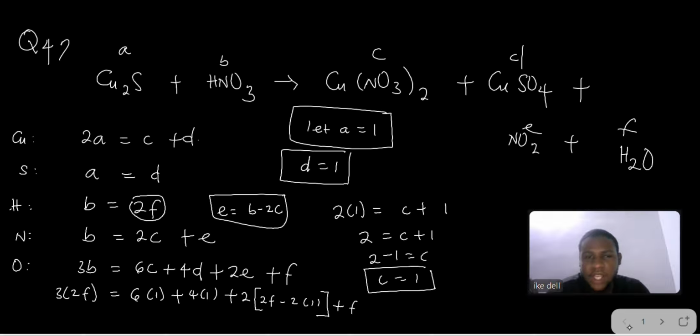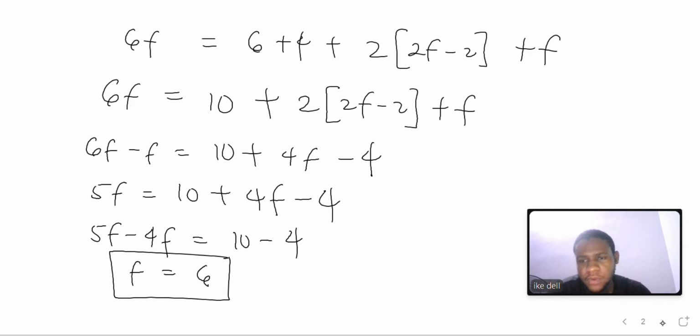So that's F. So we've gotten A, we've gotten F. Where's B? B is 2F. Oh, wow. Nice. B is 2F. So if B is 2F, it means that B is 2 times this. So B is actually 12.